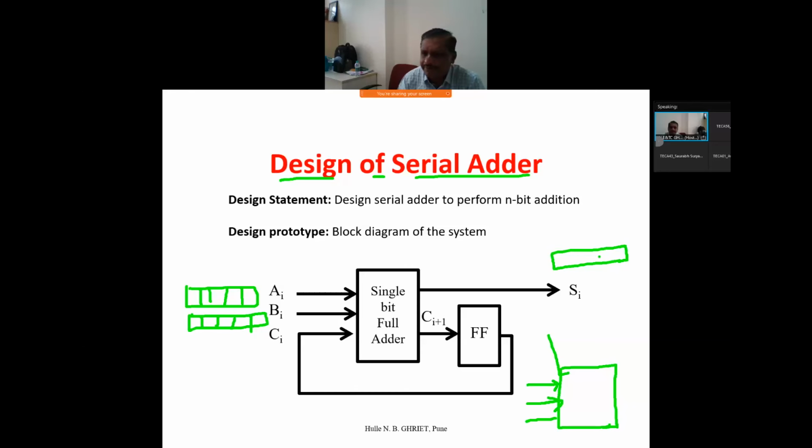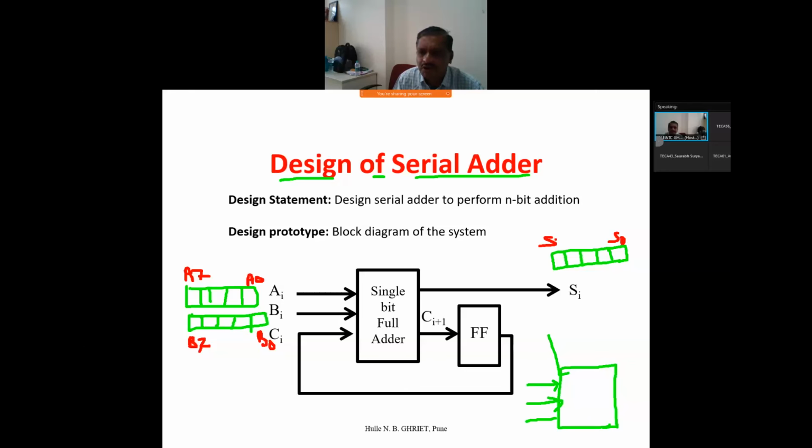How the system operates, that I am discussing first, and then we will try to find out its logic to develop the finite state machine, which is of the Mealy type as well as the Moore type. Now, in this case, I am assuming this is A0, and here it is A7. Similarly, this is B0 and this is B7. Similarly, here this is sum 0 and this is sum 7.